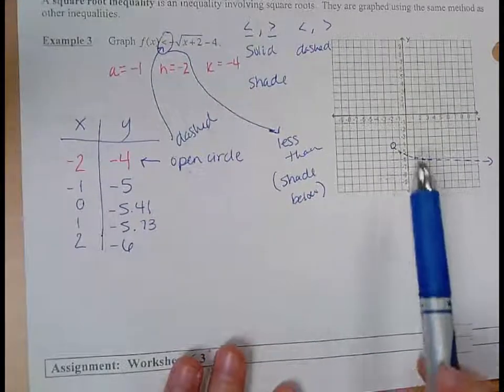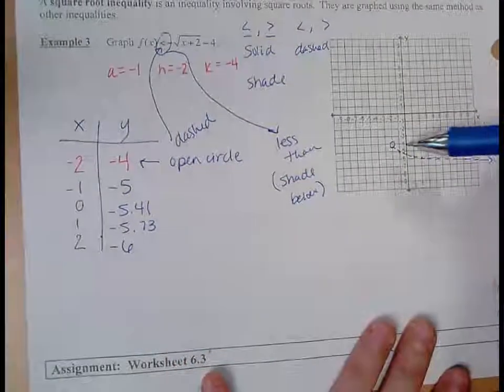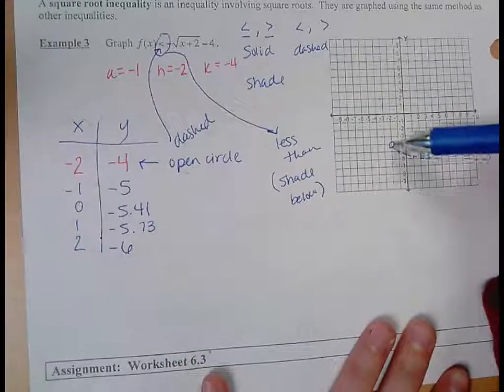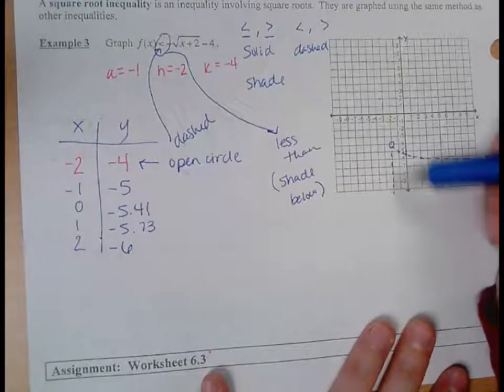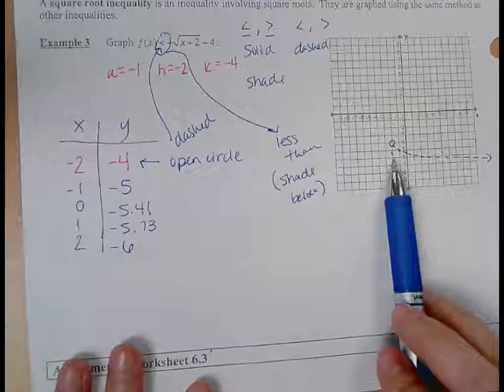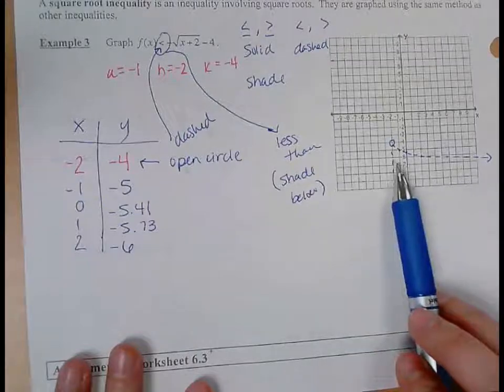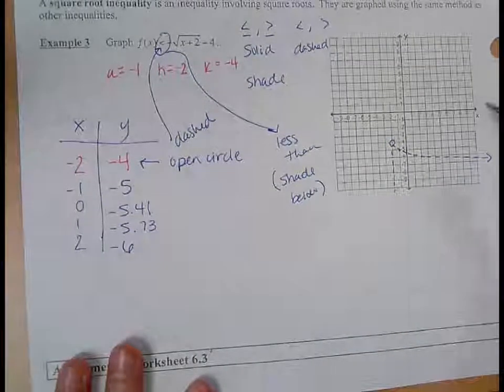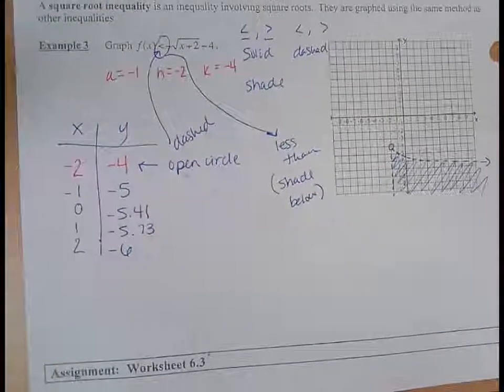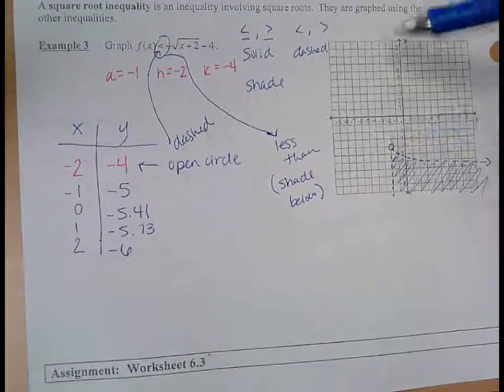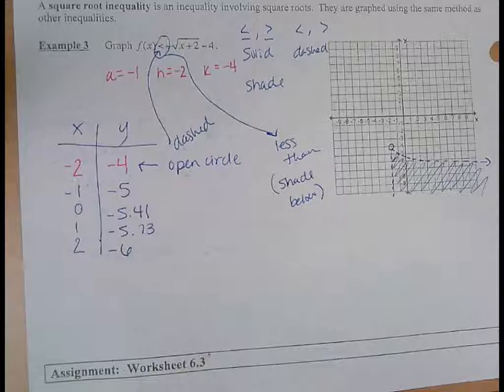So because we're shading below the curve, what I'm going to do is from my starting point, I'm just going to draw a dashed line vertically down and not shade anything to the left of that. So I'm only shading to the right of my starting point and what's underneath my curve. And I would do the same thing, draw a line above it if I was shading above the curve.